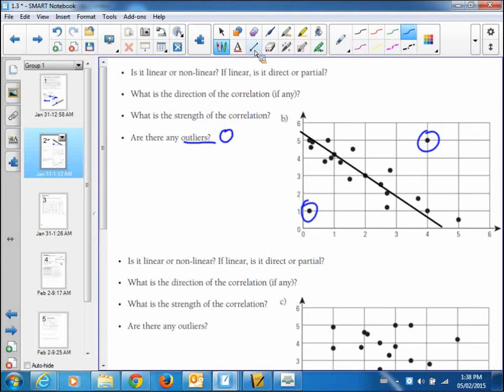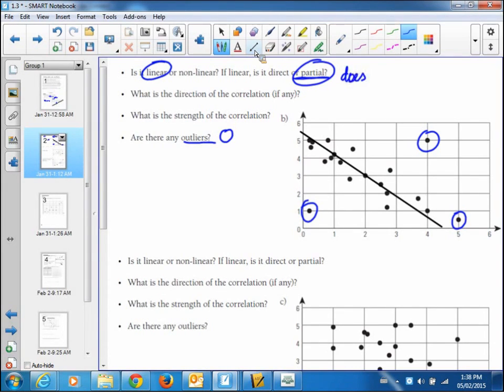By the way, I think this is an outlier though too. Yeah, maybe. It's hard to say. That one's arguable. So I'm going to say this is linear. Is that direct or partial though? Does it go through 0, 0? No. So that's definitely partial.